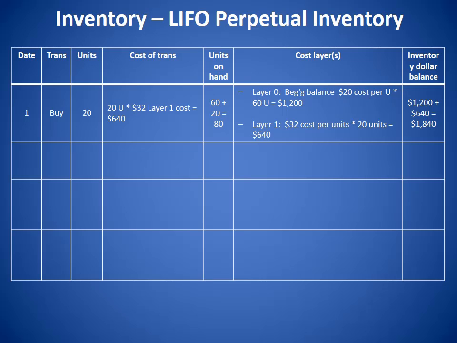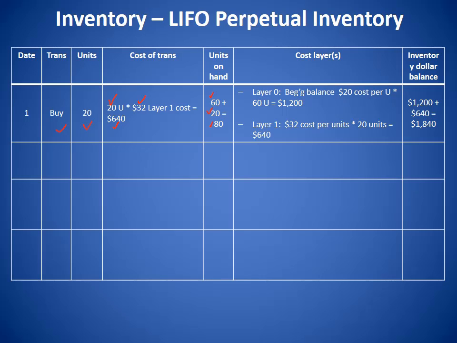Okay, this is the beginning transaction for our LIFO perpetual inventory. You'll notice in this case that we purchased 20 units of inventory. We spent $32 per unit. This establishes what we call our layer 1 cost of $640. If we remember our units on hand, we begin with our 60 units. We purchased 20 more units, so the number of units on hand in inventory is 80 units.